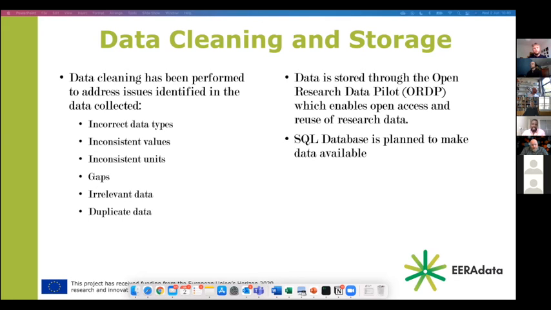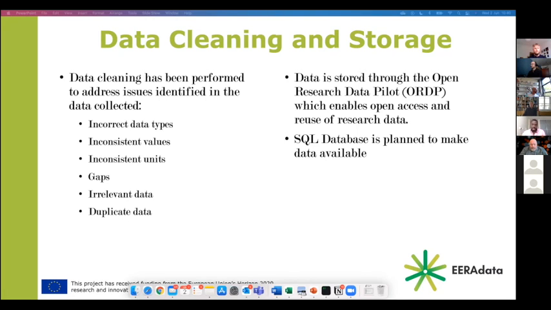Now, data cleaning has been performed to address certain issues that have been identified from the data that's been collected. That includes incorrect data types. So having data types that are incorrect, values that are incorrect for certain variables. Then you have inconsistent values. So having values that are not consistent with the variables that have been defined by the methodology development. And having inconsistent units, so having different values for a specific variable that appear in different units.